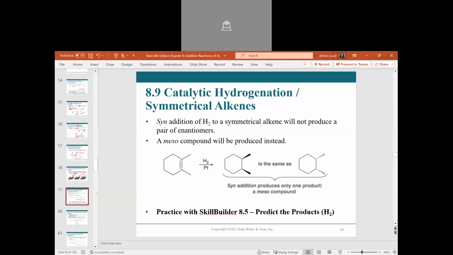So what happens when we end up with a meso compound? We can see here that syn addition, right? So both of our sites here, both of our chiral centers added with syn addition would produce only one product, right? We can end up, when we have a symmetrical alkene, we will not get this pair of enantiomers. We're going to end up with a meso compound, which, if you recall from Organic 1, we talked about how there can be more than one chiral center present, but in a meso compound, the compound is not considered chiral overall.